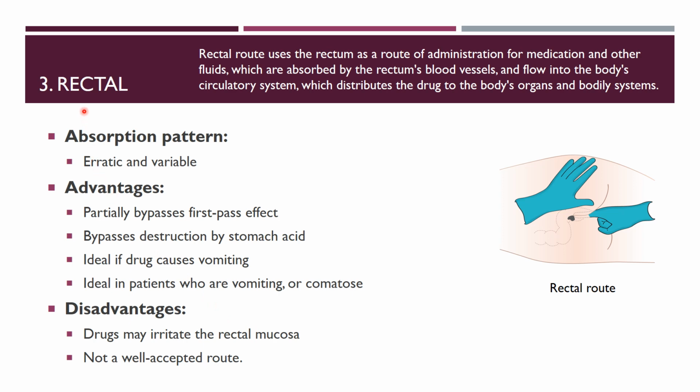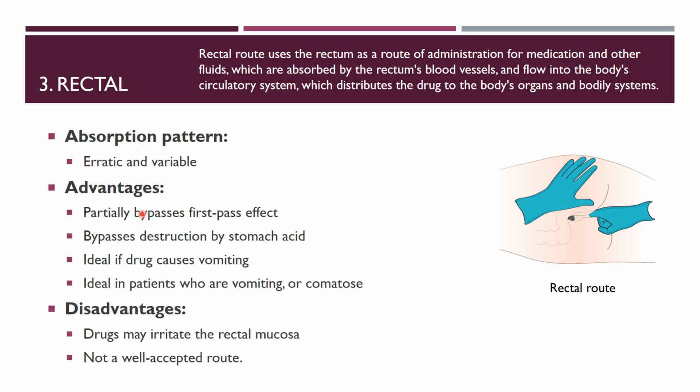Number three, rectal route. Rectal route uses the rectum as a route of administration for medication and other fluids, which are absorbed by the rectum's blood vessels and flow into the body's circulatory system, which distributes the drug to the body's organs and bodily systems. Absorption pattern of rectal route: it is erratic and variable.